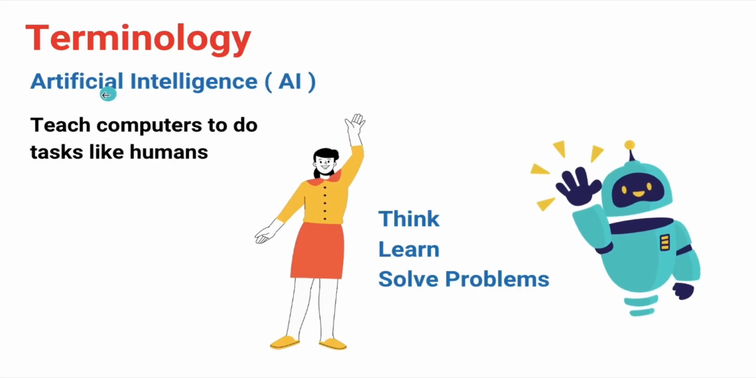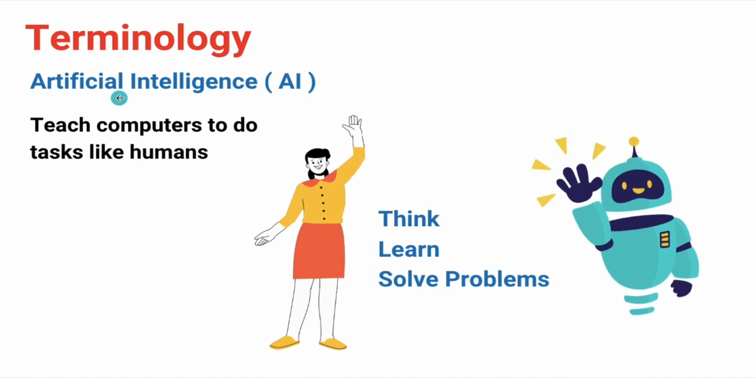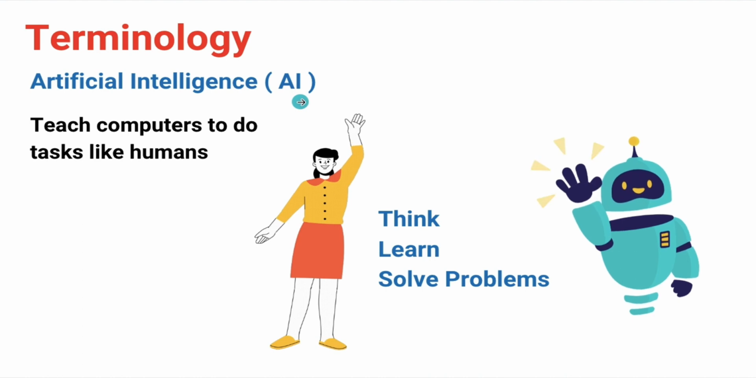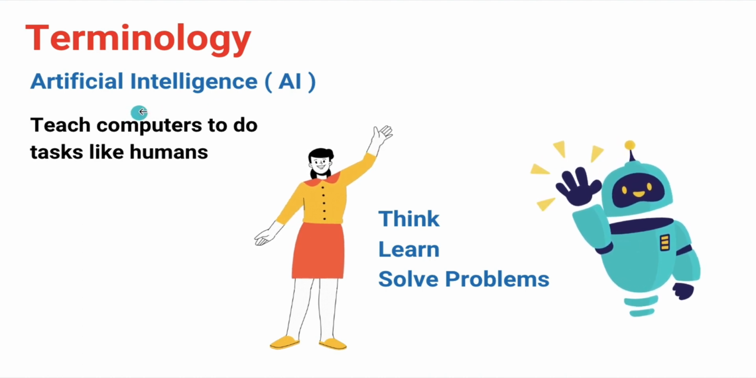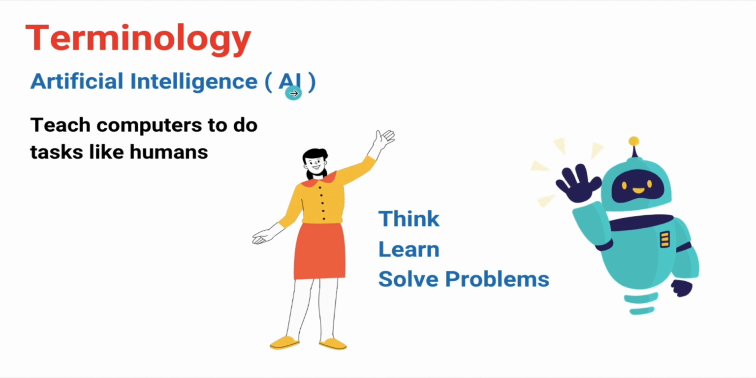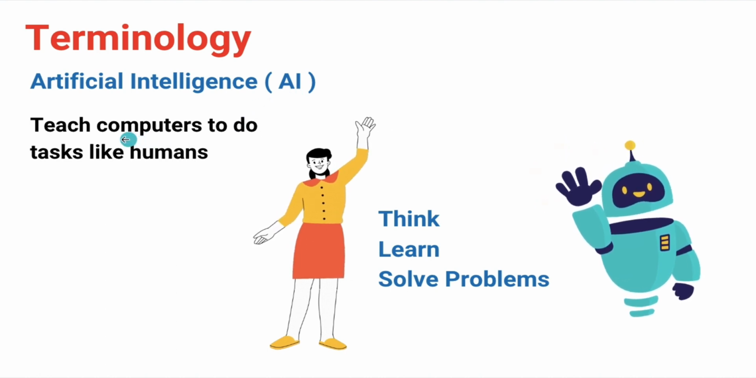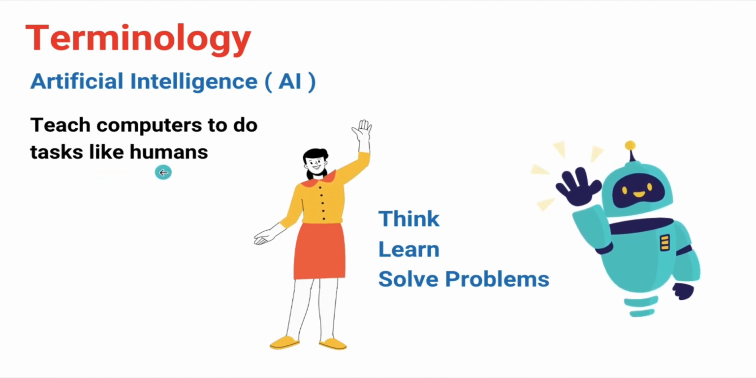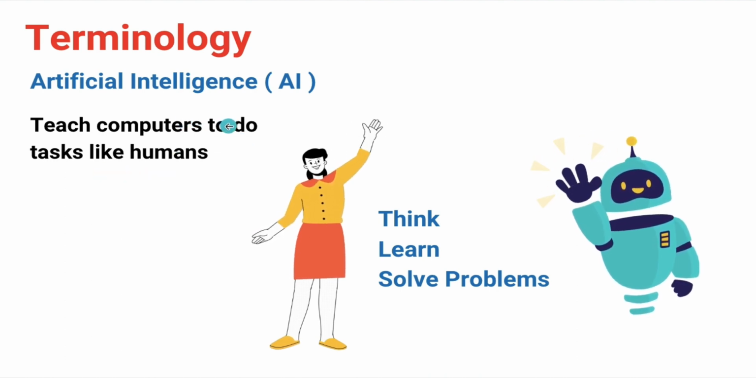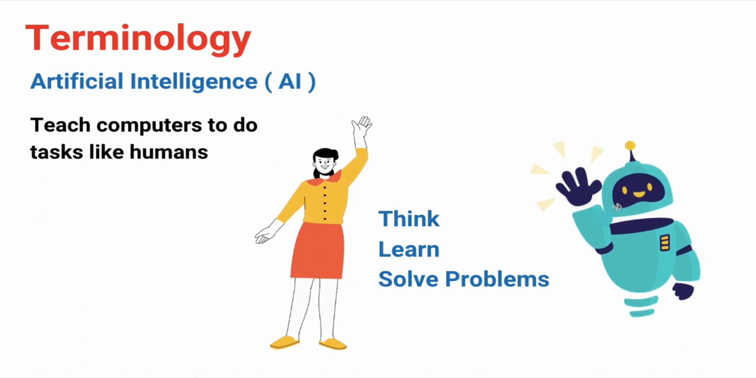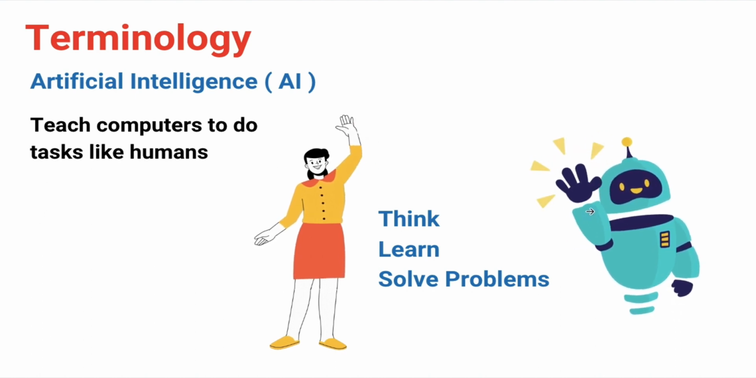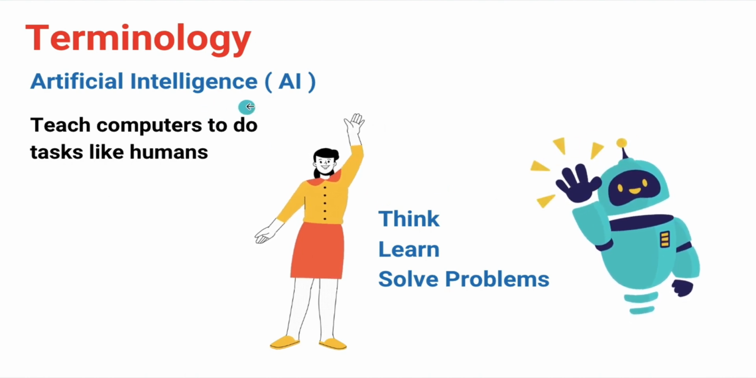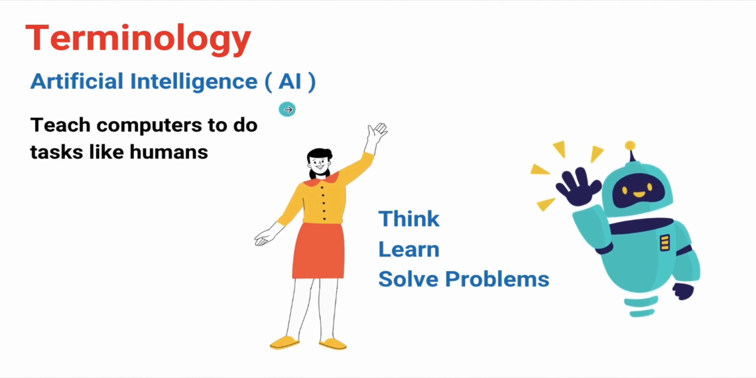So let's discuss the very first term, which is artificial intelligence. In short, we call it AI. Now what is artificial intelligence or AI? In a very simple way, when we teach computers to do tasks like humans, that is called artificial intelligence. You basically tell or train your robots or computers to do tasks like a human. That is what is called artificial intelligence, right?